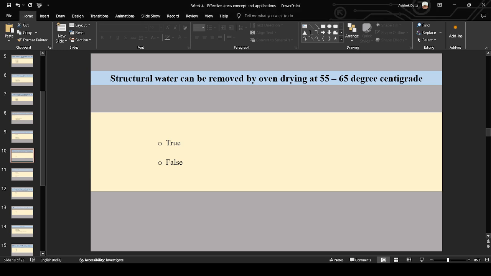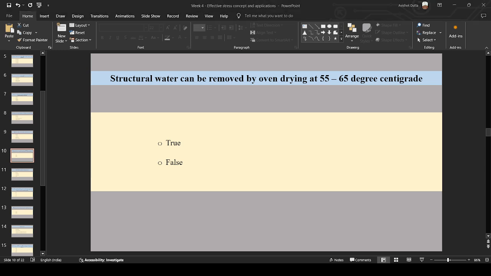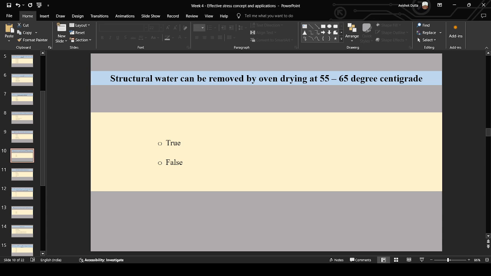I'll repeat the question. Structural water can be removed by oven drying at 55 to 65 degrees centigrade. Is this statement true or false? Okay. Next question.